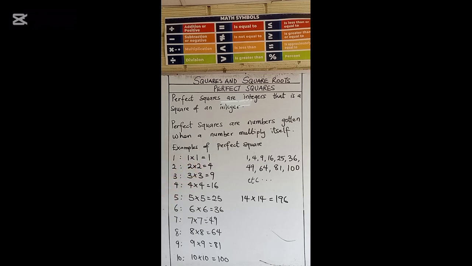Just know that not all numbers are perfect squares, but perfect squares exist. It has to be gotten as a product. It must be a product of a particular number.